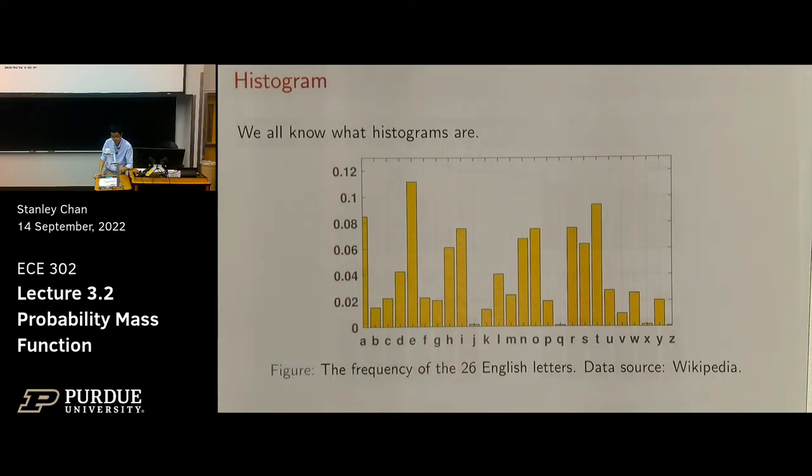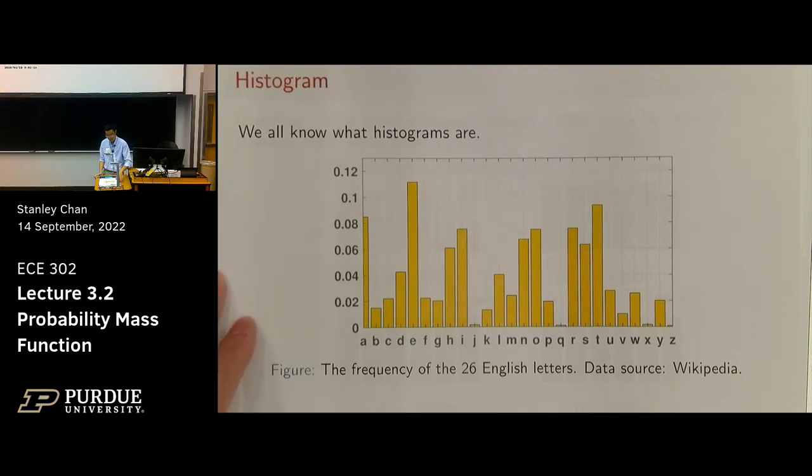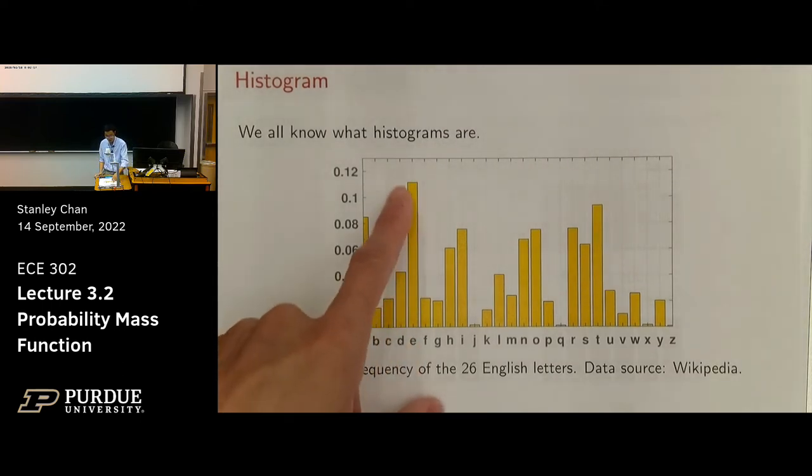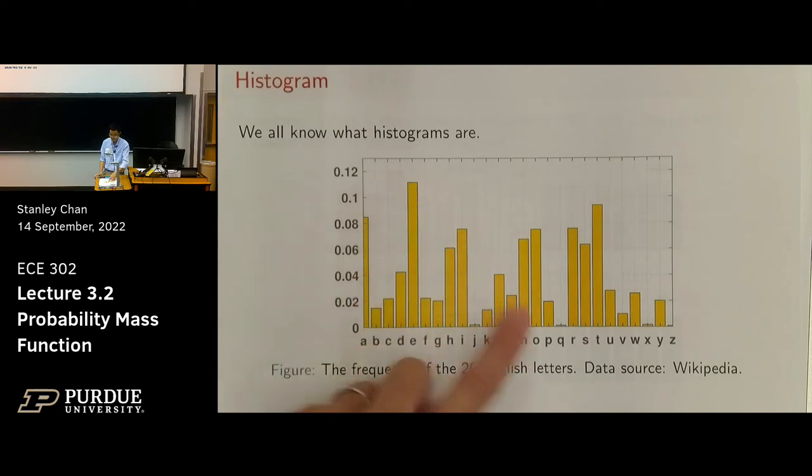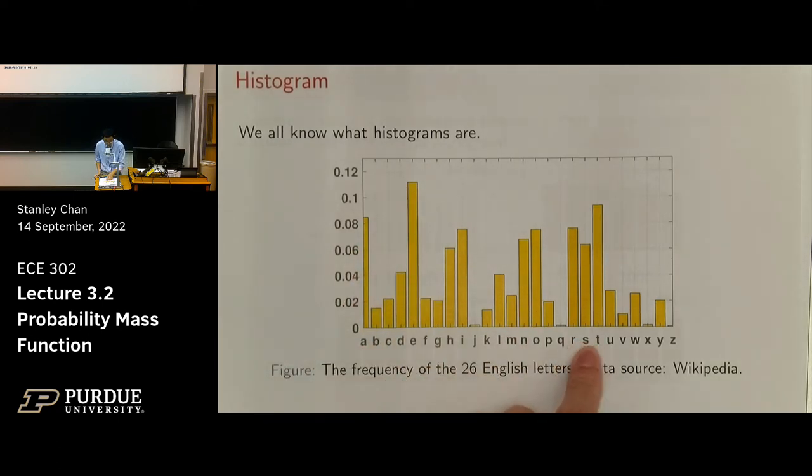This is a histogram constructed from many books, according to Wikipedia. You can see here, E, of course, has a much higher probability of happening. The others would be A and T. T actually happens more often than I. Interesting. So this is a histogram.